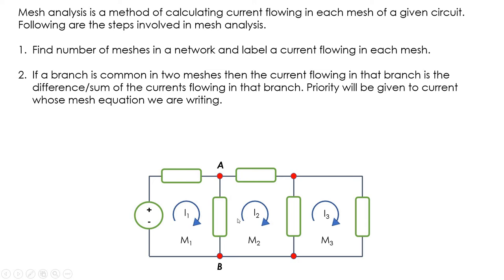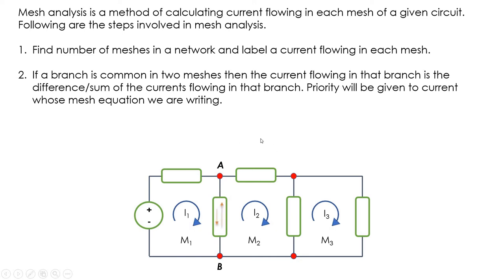Like here I have taken both the directions in clockwise. Okay. So definitely this I1 will be flowing from top to bottom, A to B, and I2 will flow from B to A. So in that case, I will be writing the difference of these two currents. Okay. And if I had taken one clockwise and one anti-clockwise, then it would have been the sum of both the currents. Okay. So that depends on what direction you take. So the next thing here is that the priority will be given to the current whose mesh equations we are writing. I will explain this line to you in the next slide when we'll be solving one question related to this topic. Then this will be more clear to you.